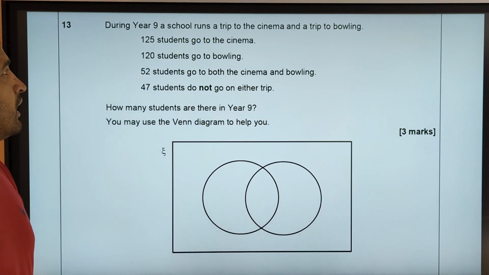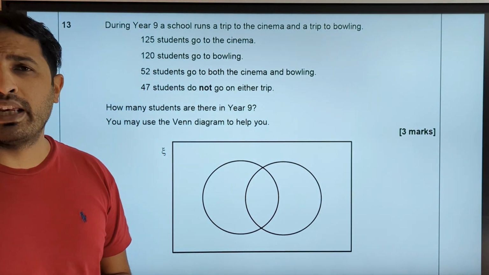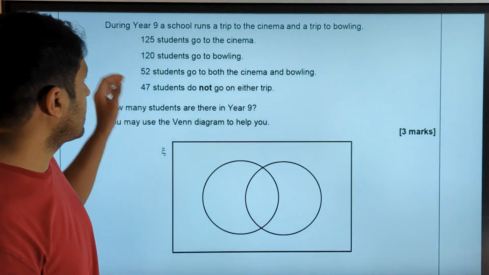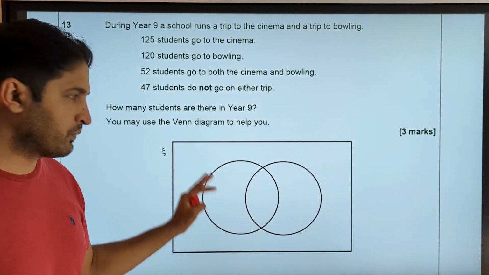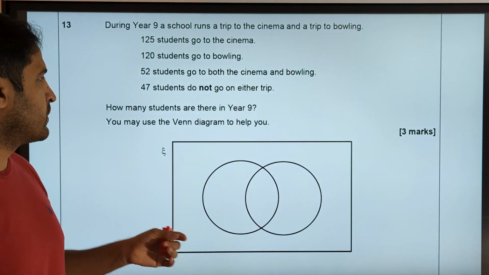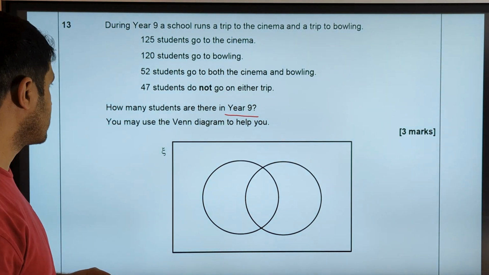We have a year 9 school that runs a trip to the cinema and a trip to bowling. Not necessarily on the same day, they go on different days, okay? So these are the people that go on the different trips. We've been given the Venn diagram here, and we need to complete it to work out how many students there are in year 9. And that's our question.